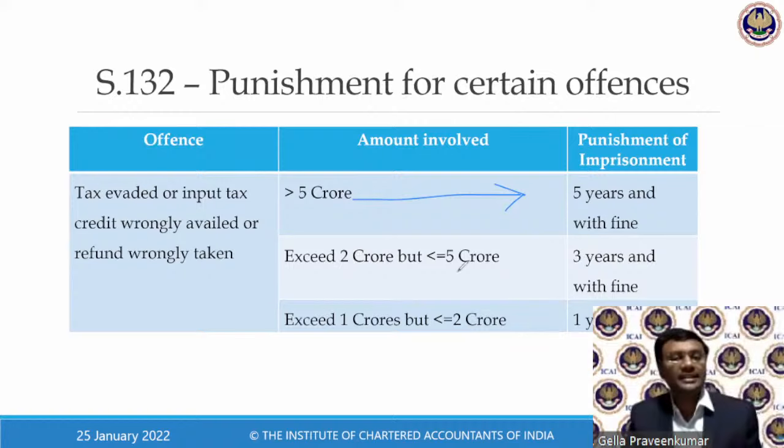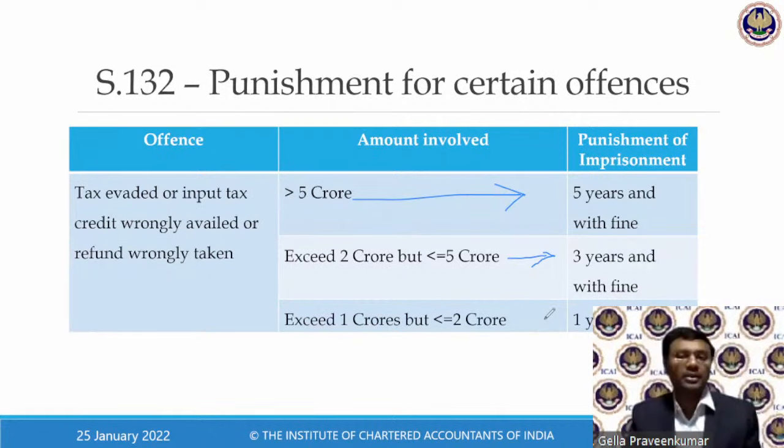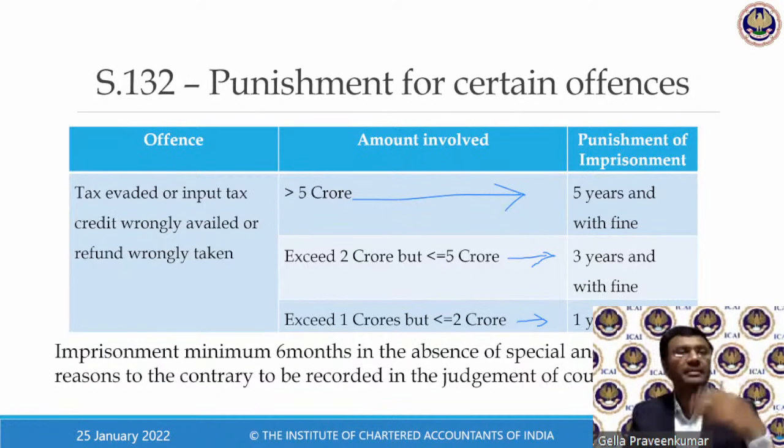If the value is exceeding 2 crore, but less than 5 crore, then imprisonment for 3 years. Where the value of the offence is exceeding 1 crore, but less than or equal to 2 crore, then 1 year imprisonment. Now, this is how Section 132, I say a harsh provision, imprisonment, is invoked.